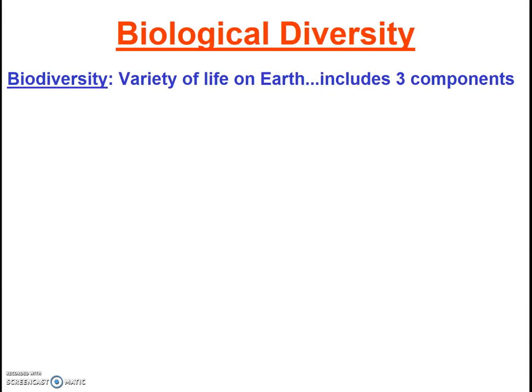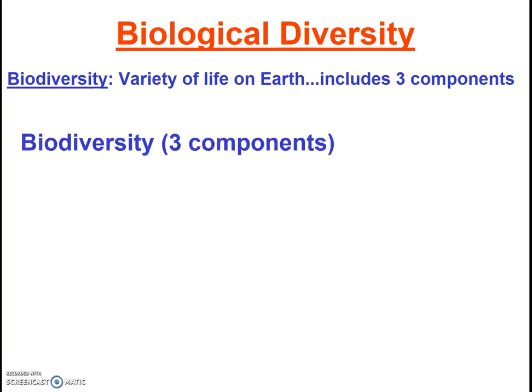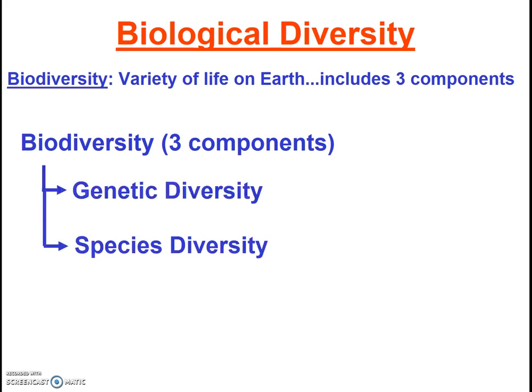From the chapter reading, you know that biological diversity, or biodiversity, is essentially the variety of life on Earth. A common misconception is that biodiversity simply refers to the number of different species on Earth. That's part of it, but not the whole story. Biodiversity includes three components: genetic diversity, species diversity, and ecological diversity.